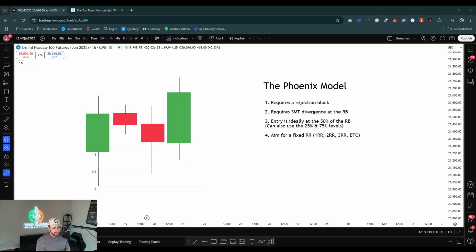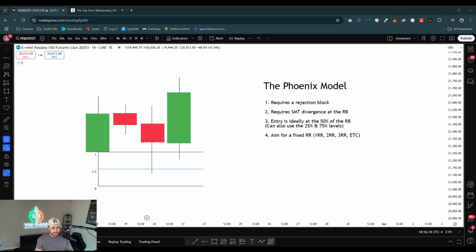In today's video, we are going to be talking about another model that I have here. It is called the Phoenix model. And in this model, all it requires is a rejection block and an SMT divergence at the rejection block. Very, very simple. You guys know me. I like simplicity. I like simplifying things as best as I can for you guys.